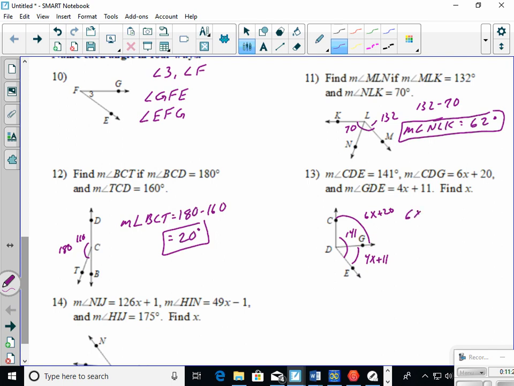So 6x plus 20 plus 4x plus 11 has to equal 141. Combine like terms, that's going to be 10x plus 31 equals 141. Subtract 31 from both sides. 10x equals 110. And divide by 10, and x equals 11.